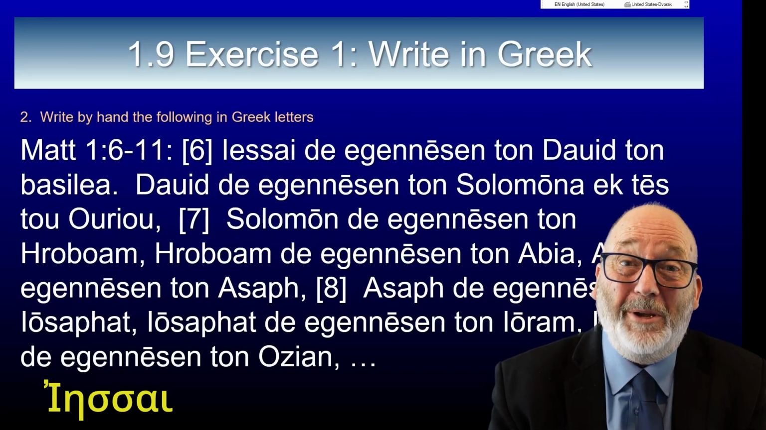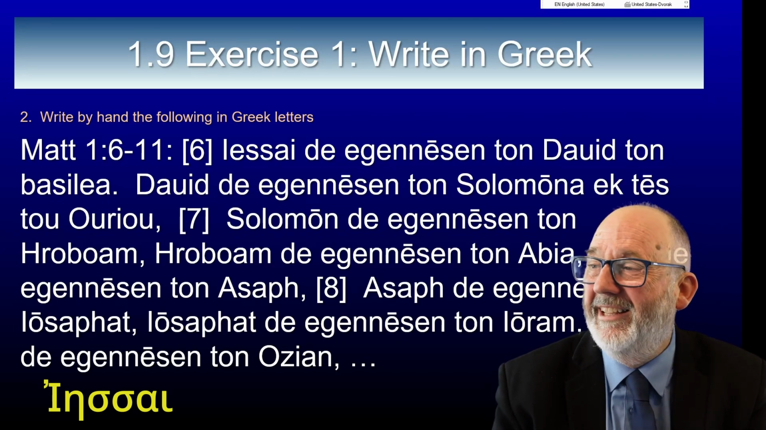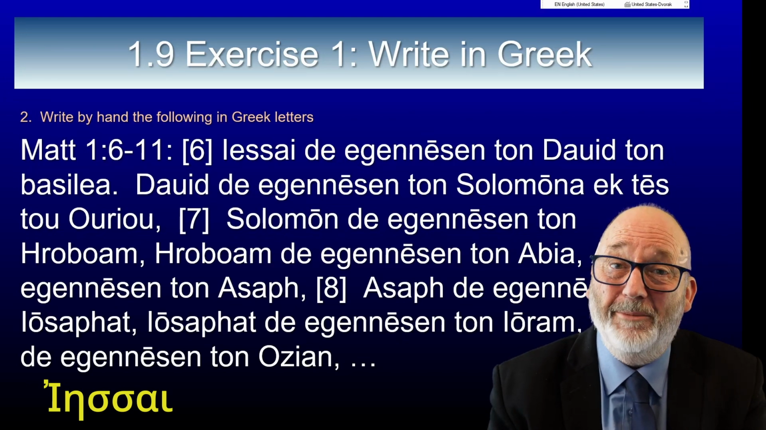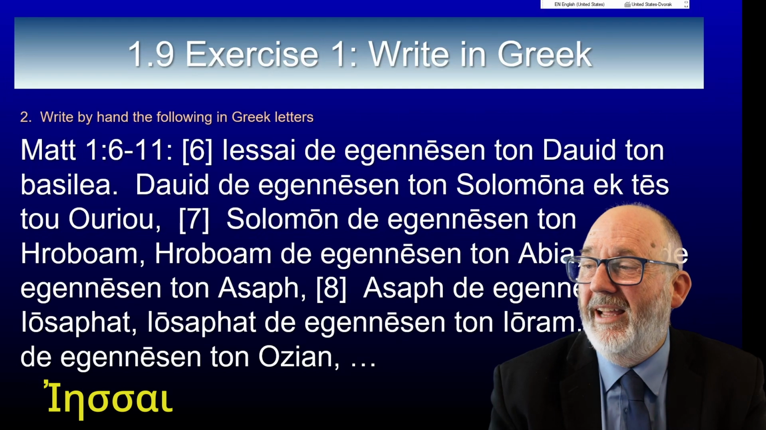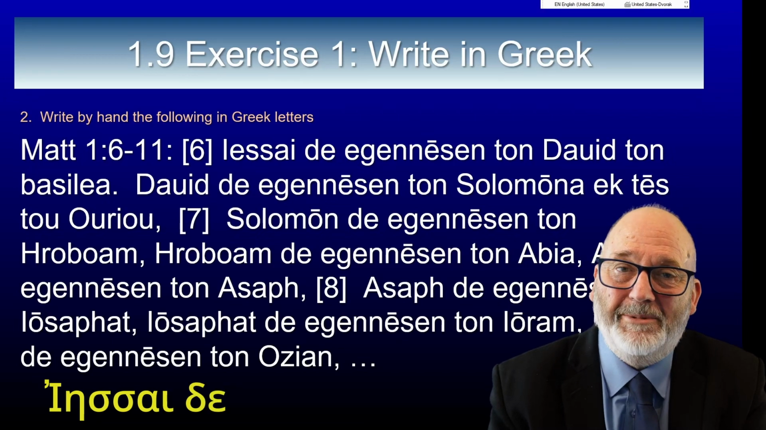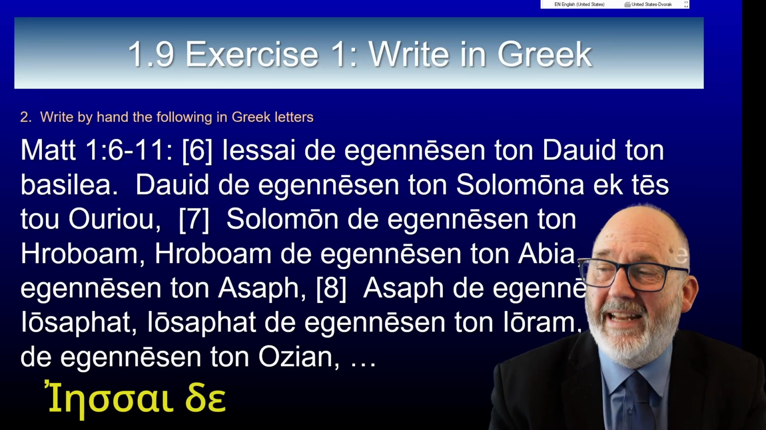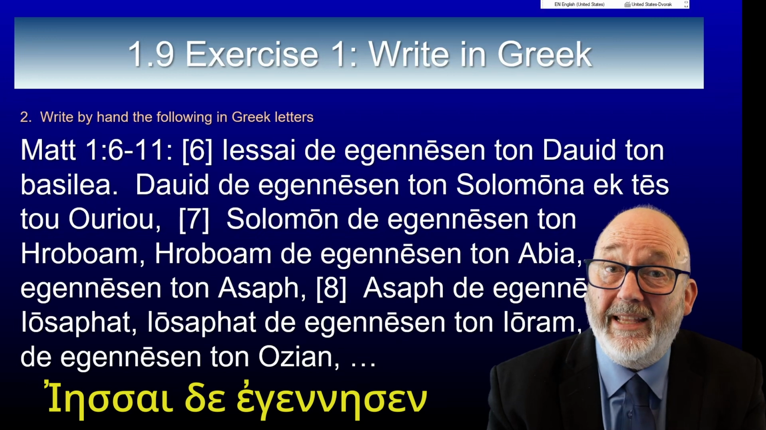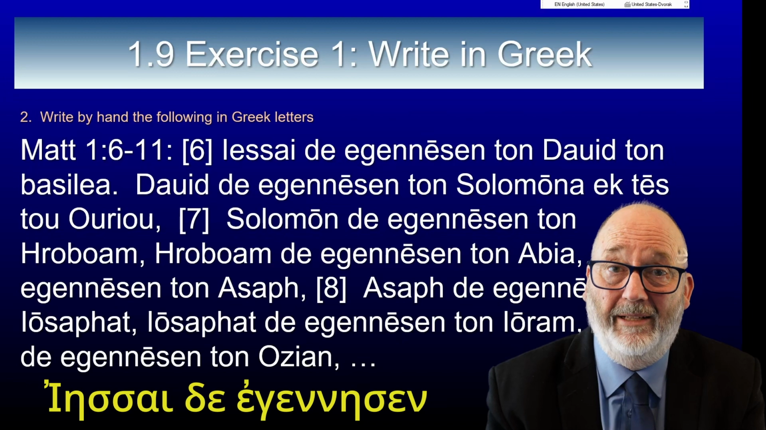The letter E represents epsilon. The letter S is sigma, followed by another sigma, an alpha, and an iota. Now, da is delta epsilon, and egenason is epsilon, gamma, epsilon, nu, and what is the E with a bar over it? Why, that is an eta.